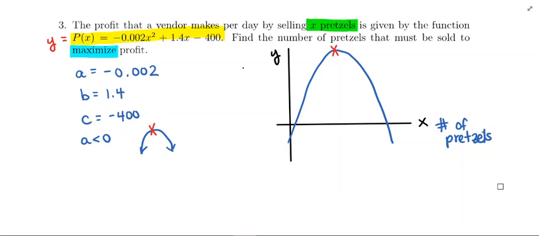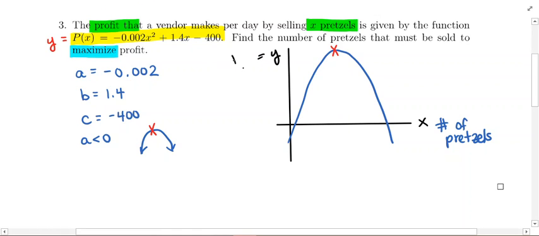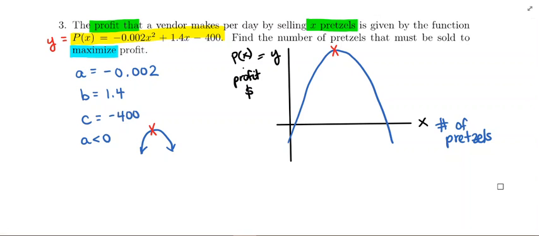Here, x represents the number of pretzels that are being sold, because you've got this vendor. So the way this works, you're going to take an x value, which represents the number of pretzels, plug it into your equation, and get an output, which is y or P of x. Well, what does that represent? P of x represents profit. So the y value, the output, is representing profit. Profit is measured in dollars. That's money.